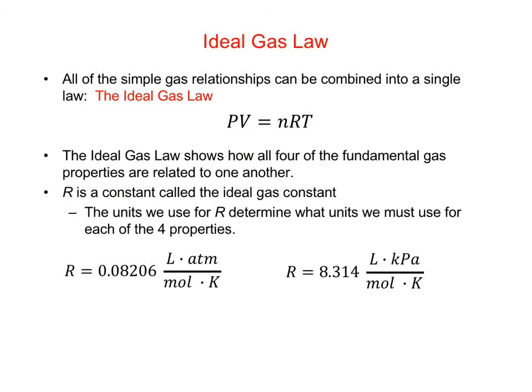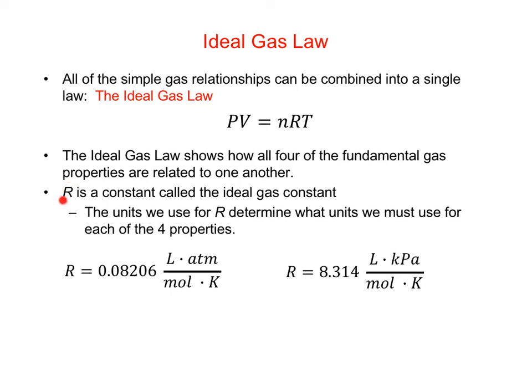So all of the simple gas relationships that we've explored till now can be combined into a single law, and that's called the ideal gas law. The equation for it is given here: the pressure times the volume is equal to the moles times R, which I'll get into, it's a constant, and the temperature. The ideal gas law shows how all four of the fundamental gas properties are related to one another.